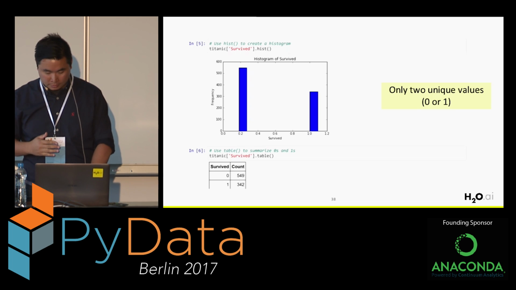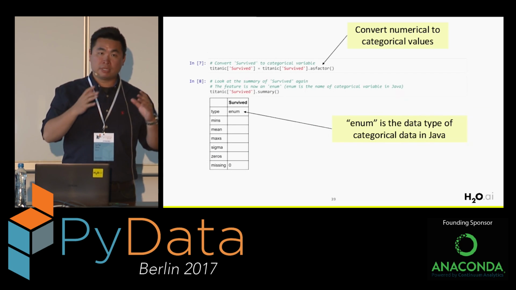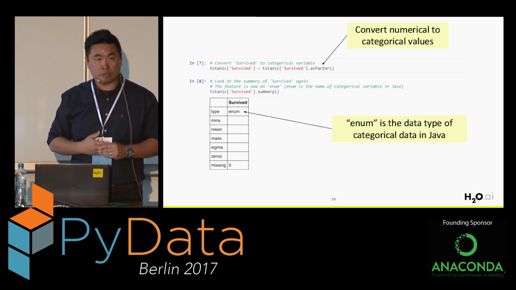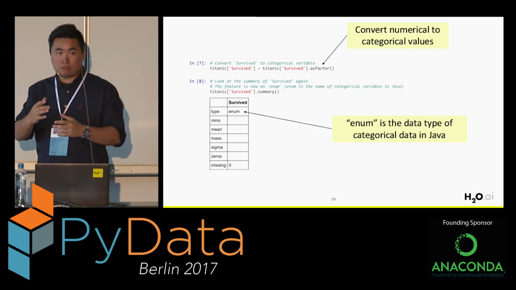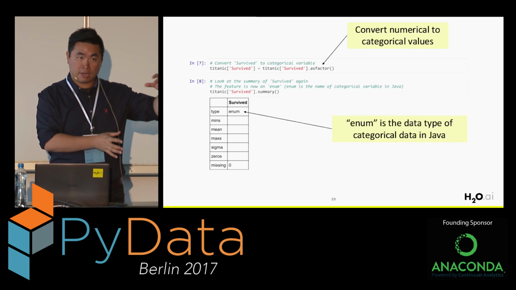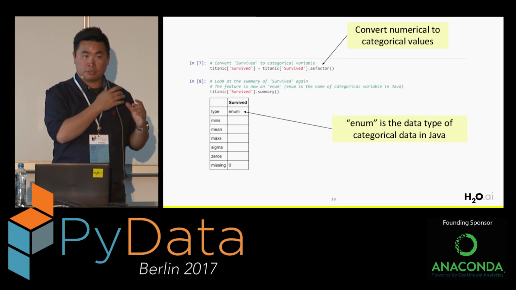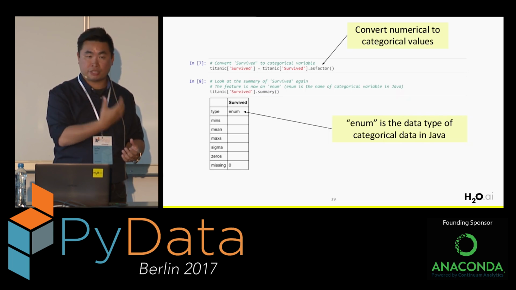So now we can tell H2O to change it from an integer to a categorical value. The way to do it in H2O is to use the as factor function. This way, H2O will know that this column, survived, is not integers, it's a categorical value. So when you do the classification, it knows that this is a binary classification instead of a regression.